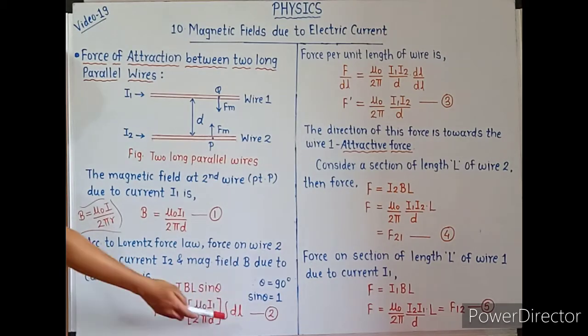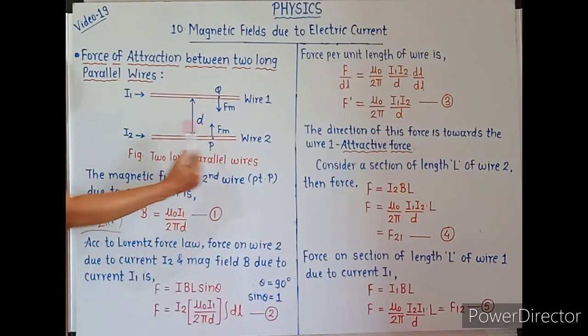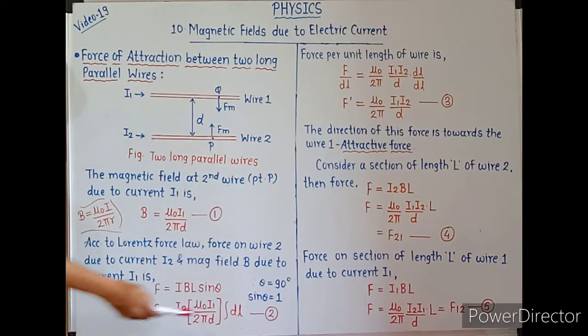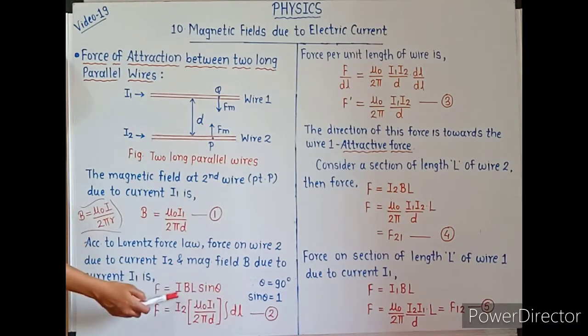And why do we use the integration sign? Because this is the force on the total length of the wire. So we use the integration of dl and sin theta. Theta is the angle between the direction of current and the direction of magnetic field B.